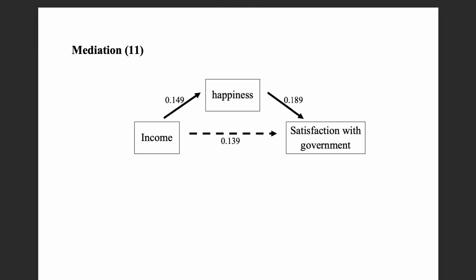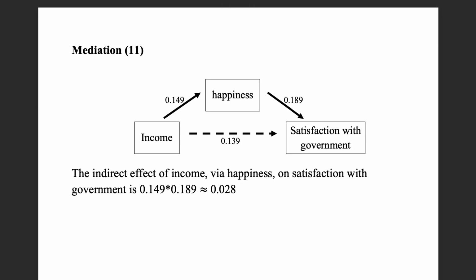Going back to our example, I'm first going to bring back what we found for the individual relationships. It was this, right? So this is exactly the same picture that we already saw. So now we know how we can calculate the indirect effect of income through happiness on satisfaction with government. It's 0.149 multiplied by 0.189, which works out to be 0.028. So now we know that for every 1 decile increase in income, the predicted value on satisfaction with government increases by 0.028 points through the effect that income has on happiness.